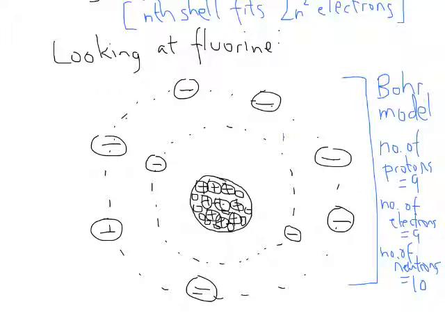1, 2, 3, 4, 5, 6, 7, 8, 9 for the number of protons. Then we recount the neutrons: 1, 2, 3, 4, 5, 6, 7, 8, 9, 10. 10 neutrons. And the electrons: 2 in the K shell, 1, 2. And then the last 7 are in the L shell: 1, 2, 3, 4, 5, 6, 7.